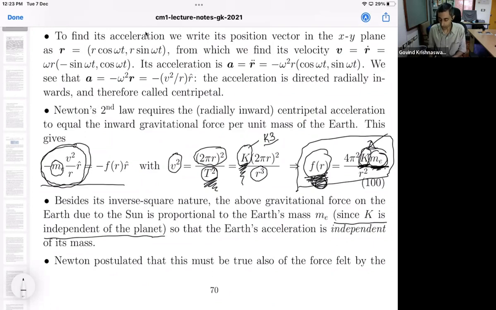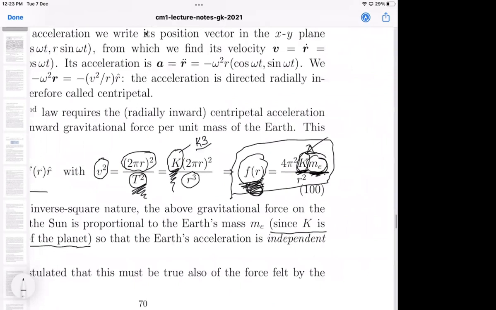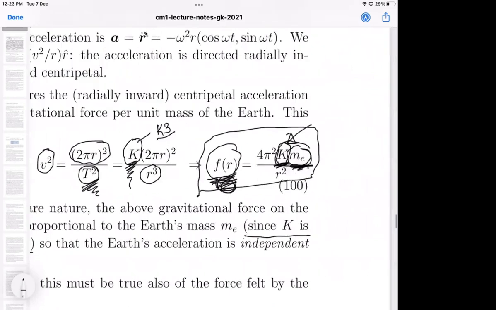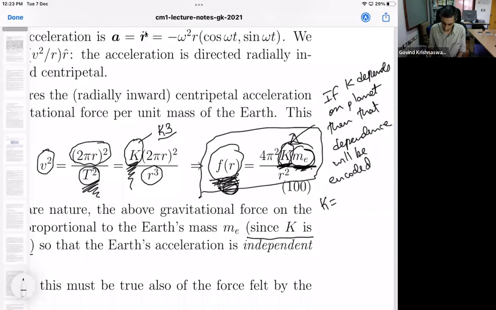Okay, so maybe this is where you lost me. If K depends on planet, then that dependence will be encoded as some property. So we will write K as some, or let me write even K ME, because ME is anyway some property of the planet.